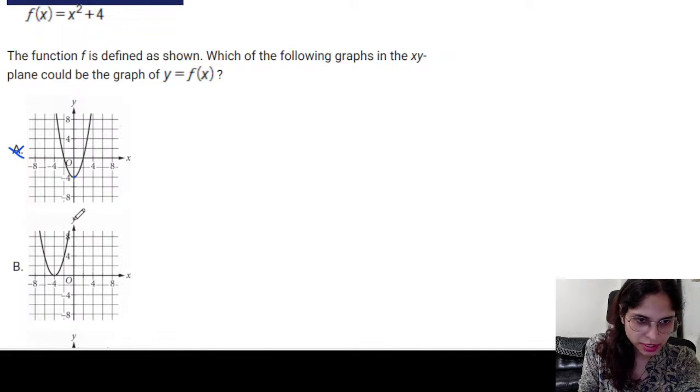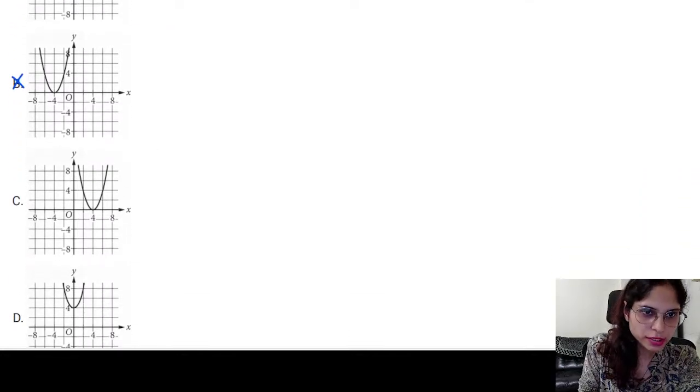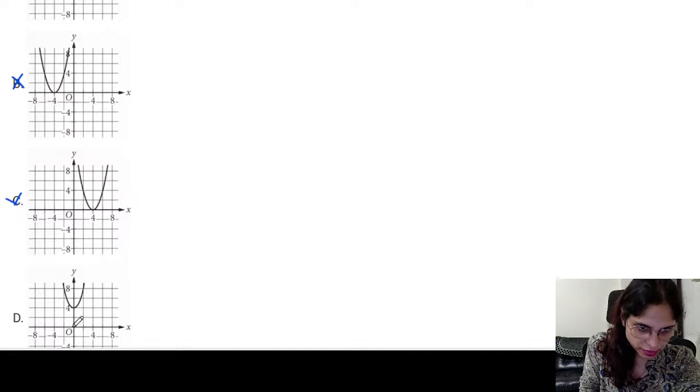Option B is cancelled because we do not know where the y-intercept is. It's certainly not 4. Then you go to option C. Here also the y-intercept is way above. In option D you see the y-intercept is 4. So this is my answer.